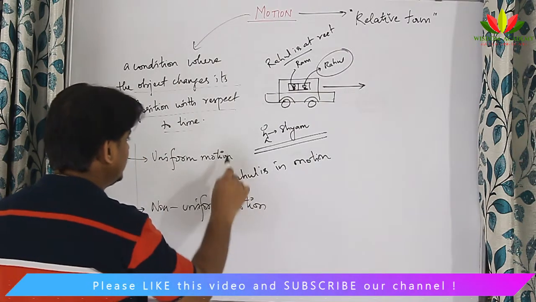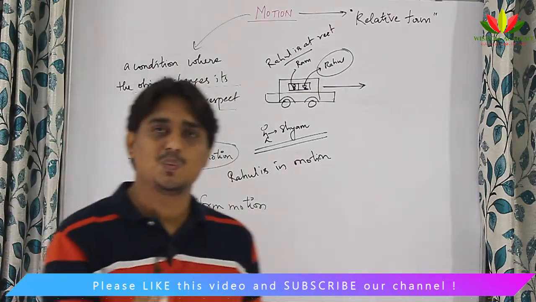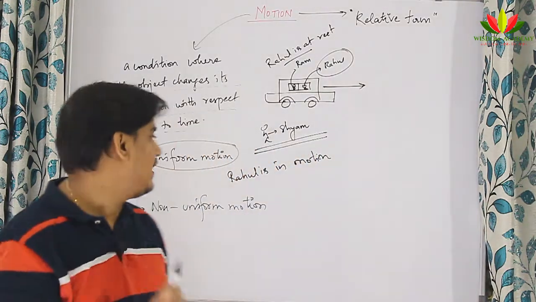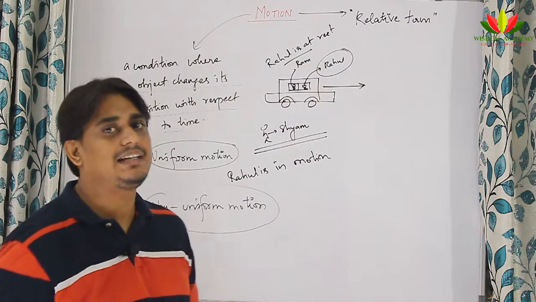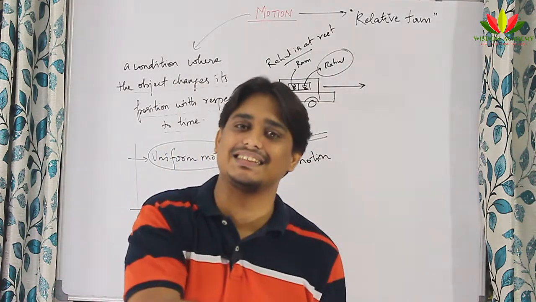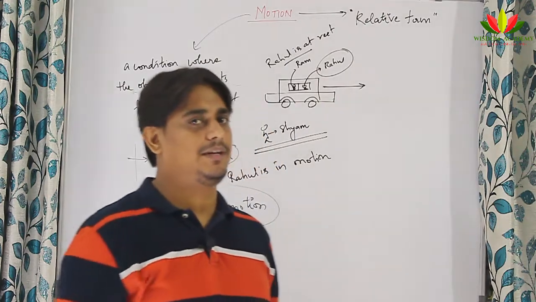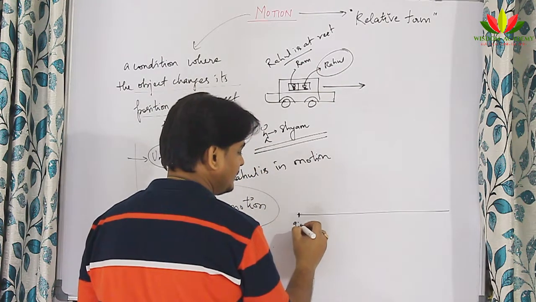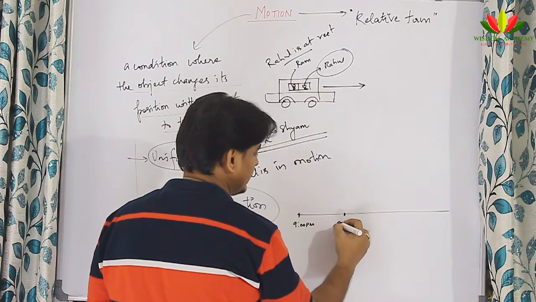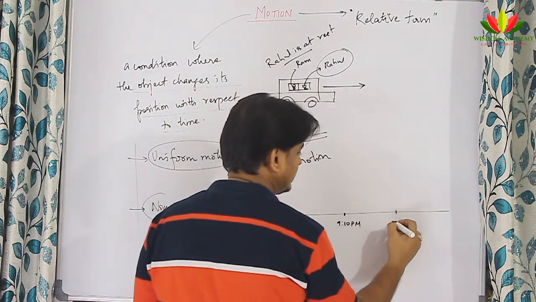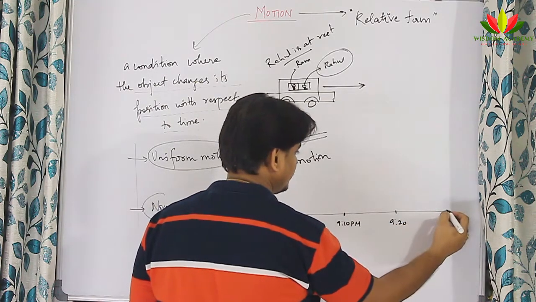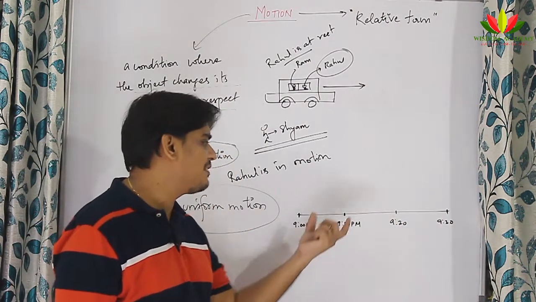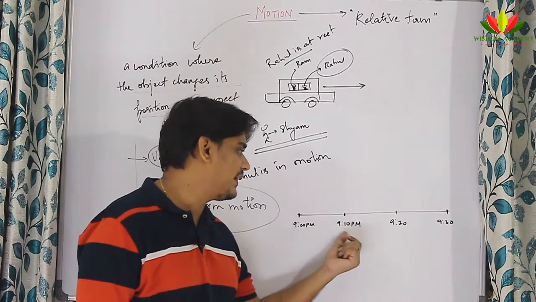When I say uniform motion, it means that the object which is in motion is covering equal distances in equal intervals of time. And when I say non-uniform motion, it means that the object is covering unequal distances in equal intervals of time. Let me explain what I am trying to say. I have this timeline, and this is 9 p.m., this is 9:10, this is 9:20, and this is 9:30. So I have taken half an hour of total span and divided it into intervals of 10 minutes.